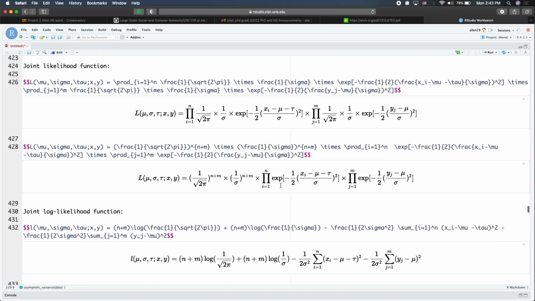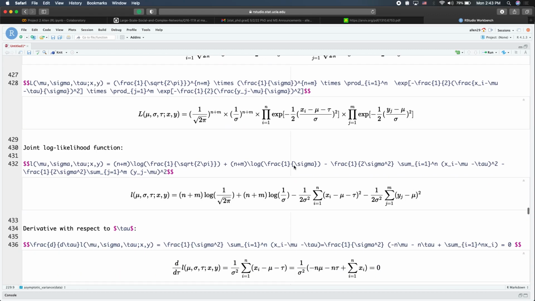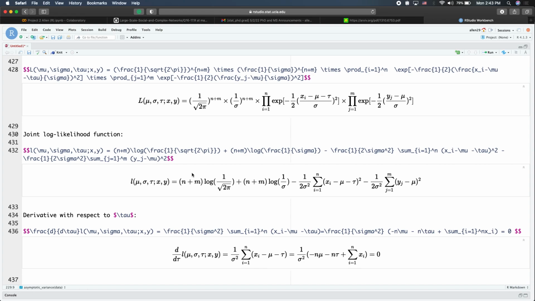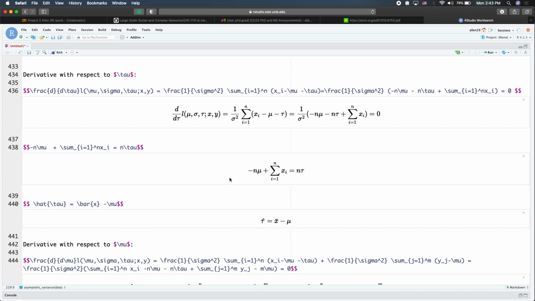Based on the information, we first construct the joint likelihood. Because they are independent, it is the product of the normal distribution for xi multiplied by the product of the normal distribution for all the yj. Because they are independent, you can take the products. And then some simplification and take the log. The rest is just taking the partial derivative with respect to the unknown parameters.